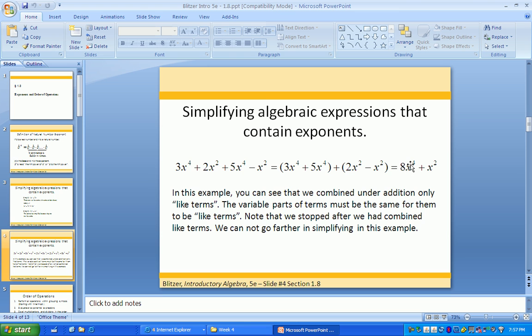And we know the variable with the power stays the same. And here we have 2x squared minus x squared. That's just going to be a positive x squared, or 1x squared. We don't have to put the 1, but we should know that it's there.